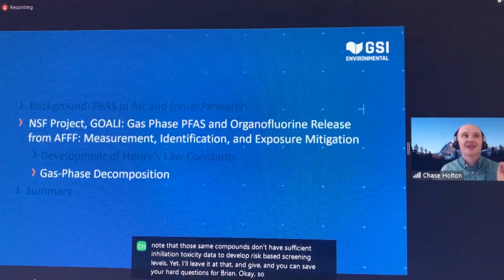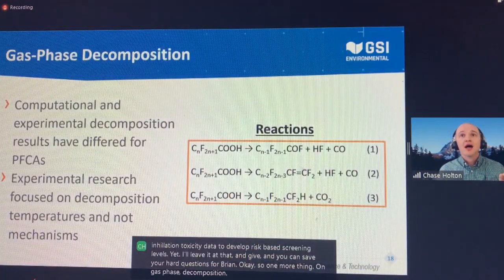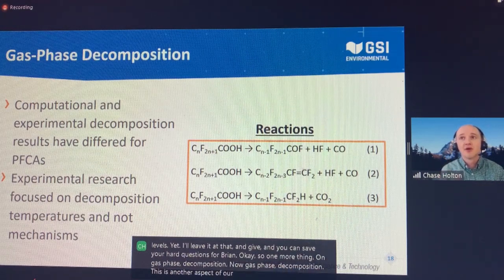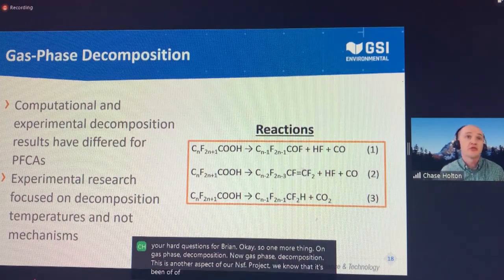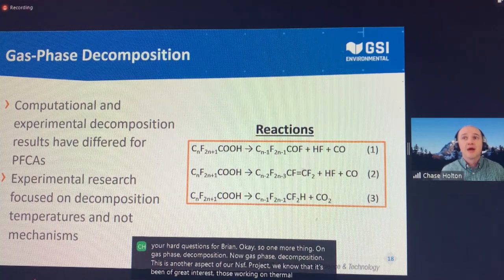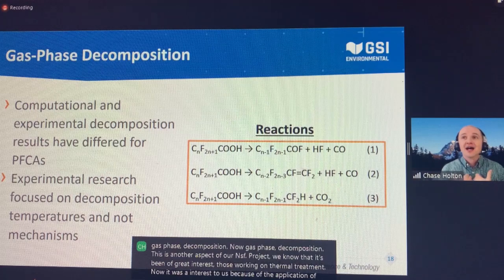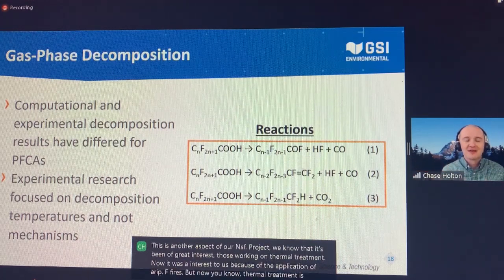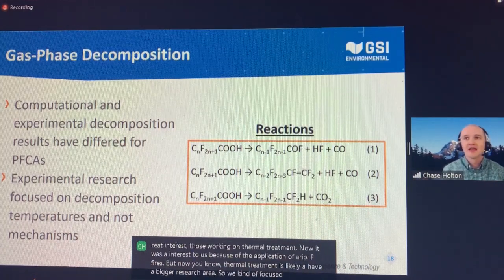Okay, so one more thing on gas phase decomposition. This is another aspect of our NSF project. We know that it's been of great interest to those working on thermal treatment. It was of interest to us because of the application of AFFF on fires. But now, thermal treatment is likely a bigger research area, so we focused a little bit more on that area in writing our paper.